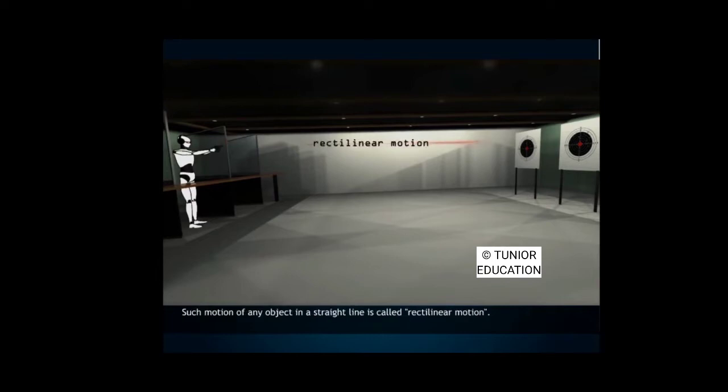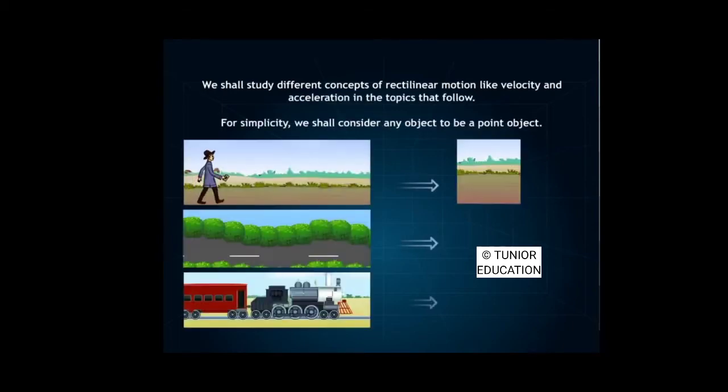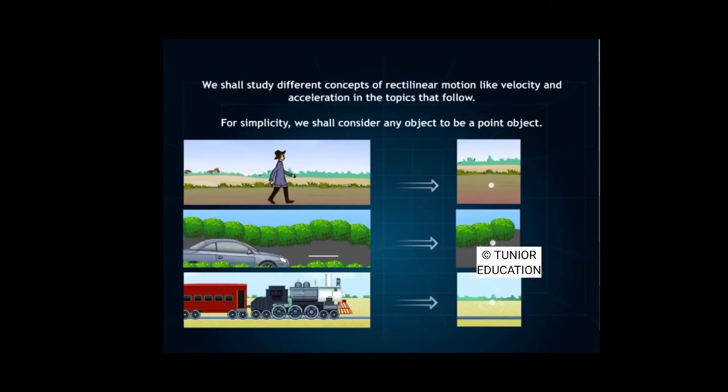Such motion of any object in a straight line is called rectilinear motion. We shall study different concepts of rectilinear motion like velocity and acceleration in the topics that follow. For simplicity, we shall consider any object to be a point object.